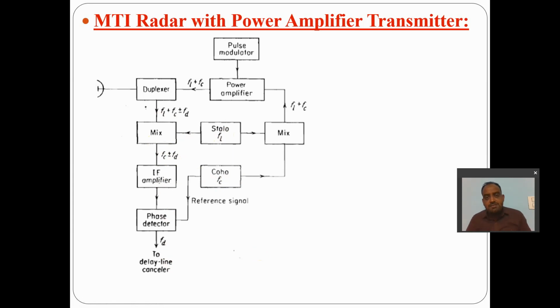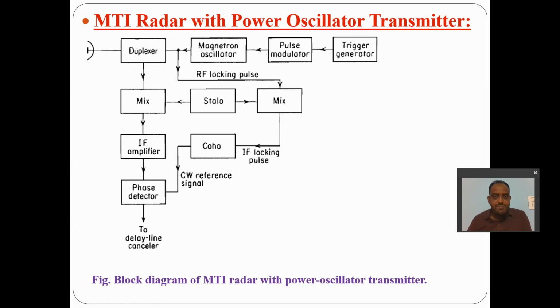After the delay line canceller, because the delay line canceller removes the DC component of the signal, it gives you the information about the target locations where there is a movement. This is MTI radar with power amplifier transmitter.